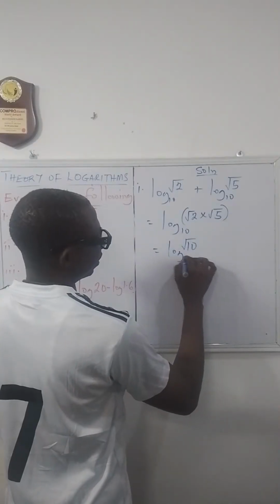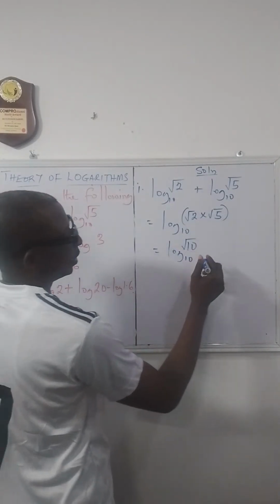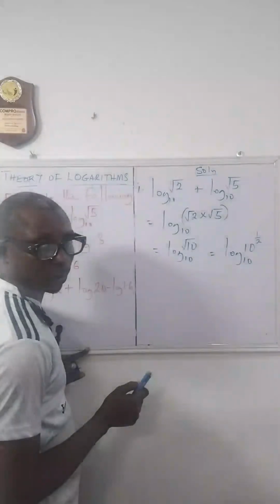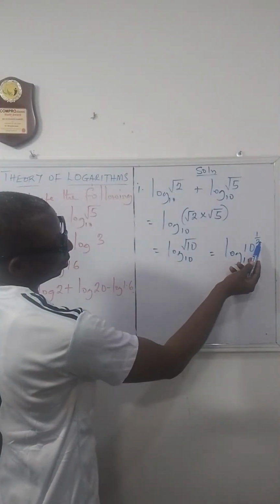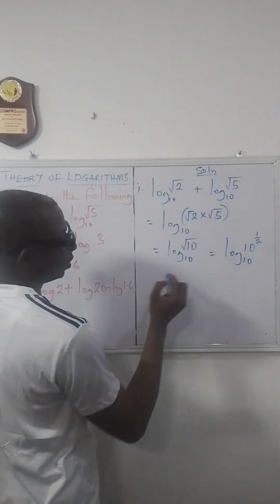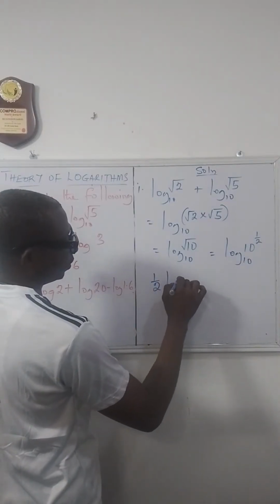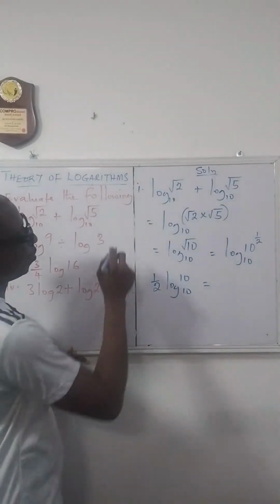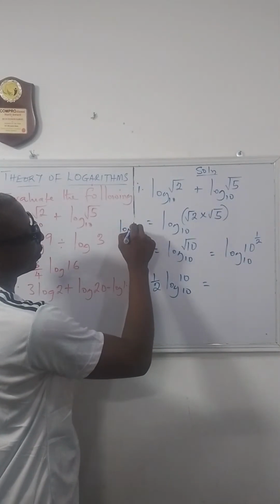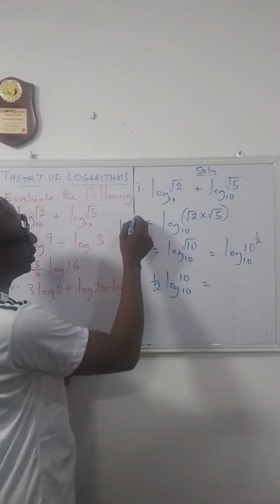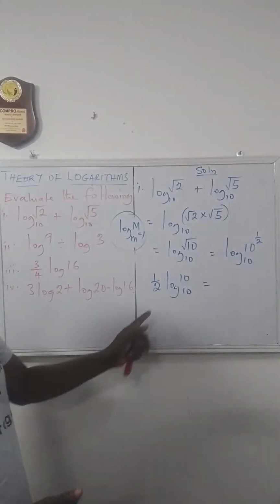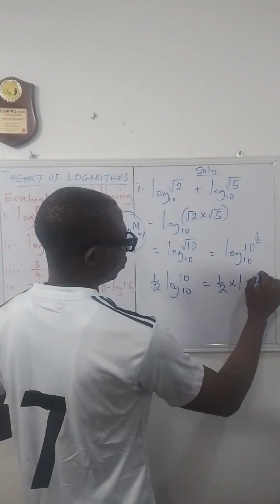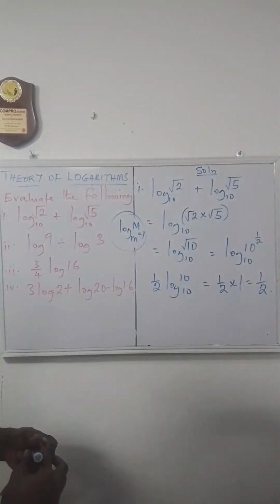So base 10. Now you express the square root of 10 in index form. That gives you logarithm of 10 raised to the power of 1 over 2 base 10. All right, so we are applying one of the laws of logarithms. This power comes to this side, so we have 1 over 2 log of 10 base 10. So we are also going to apply one of the laws of logarithm. Whenever the number is the same as the base, the result is going to give you 1. So here, log 10 base 10 is 1. So here you have 1 over 2 times 1. The result is 1 over 2. So that's the answer to the first question.